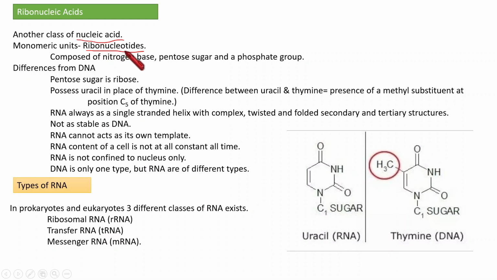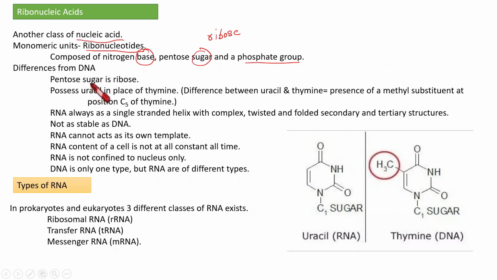Then what constitutes these ribonucleotides, in the same way as deoxyribonucleotides? Here also it is composed of a nitrogen base, a pentose sugar, and a phosphate group. The difference is that here the pentose sugar present is not deoxyribose, instead ribose sugar. So that is the difference. Clear? Then let's see the main differences between RNA and DNA.